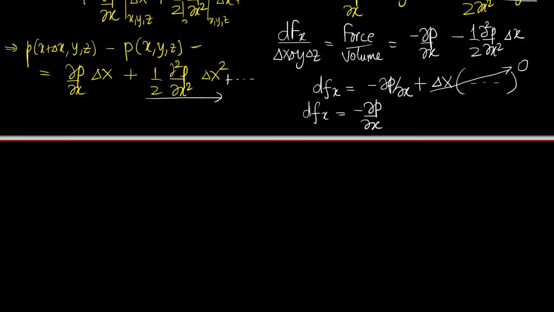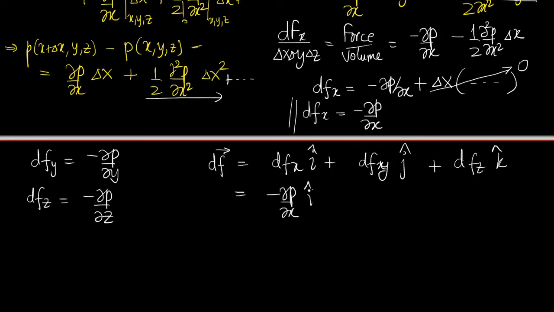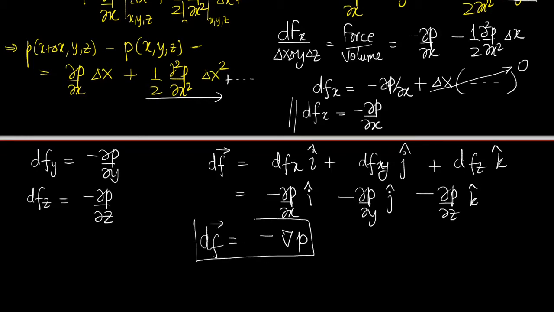Extending this, one can easily show that dfy will be equal to minus del P del y, and dfz will be equal to minus del P del z. Combining these three results, we can write df vector as dfx in the i direction plus dfy in the j direction plus dfz in the k direction. This is equal to minus del P del x i minus del P del y j minus del P del z k, and this essentially is minus gradient of P. So small df is minus gradient of P. The force acting on a fluid element exists only if there is a pressure gradient.